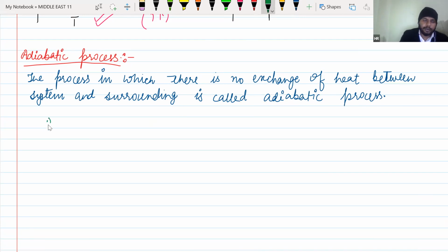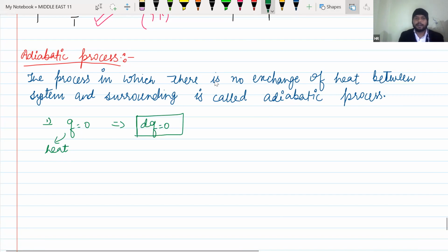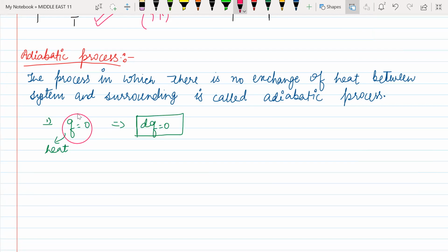Basically, adiabatic process is that in which Q equals 0. Q means heat. So you can also write dQ equals 0. If there is no exchange of heat energy between system and surrounding, that means the heat will be 0. Is that correct, Krishna, Ifra? Yes, sir.